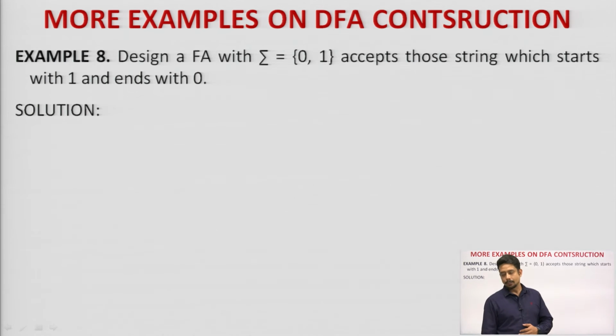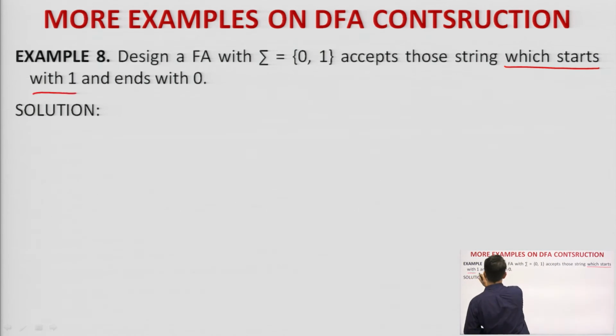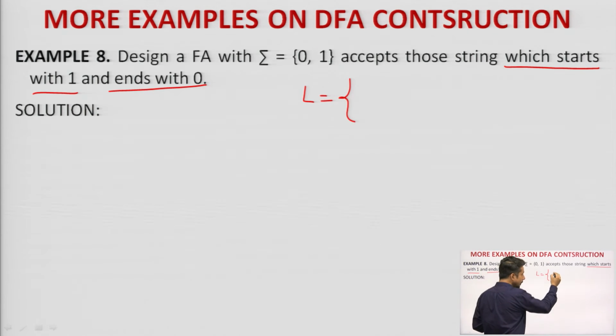Next, let us go with example number 8. Example number 8 will be a very simple one. I have given the question as: strings that start with 1 and end with 0. So, that means the initial string will be 1 0, correct. That means starts with 1 and ends with 0, correct.